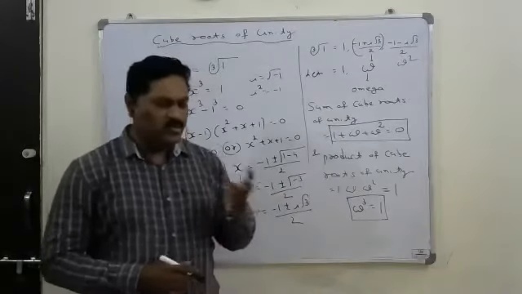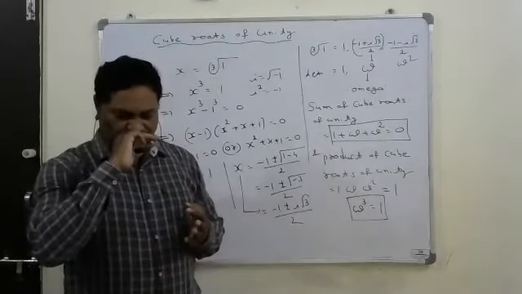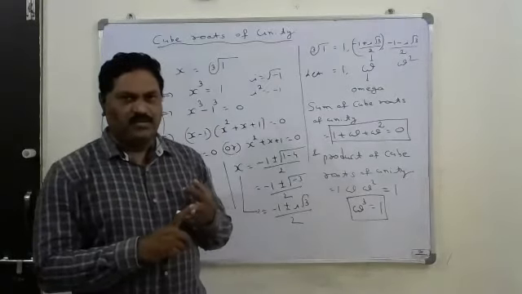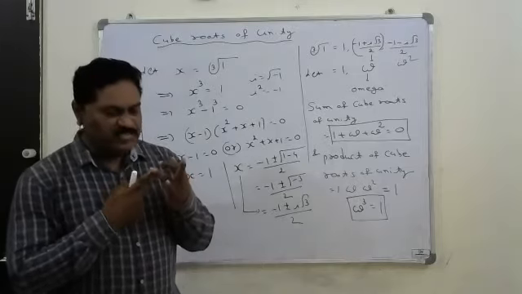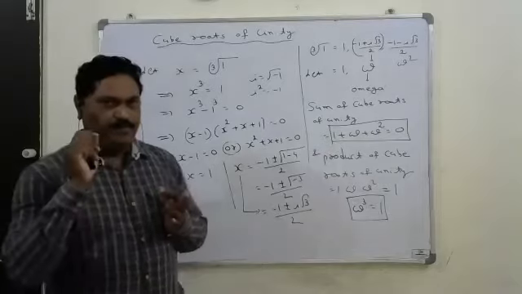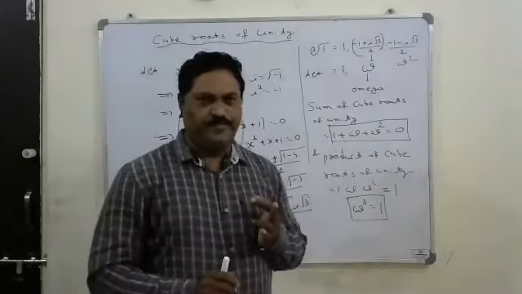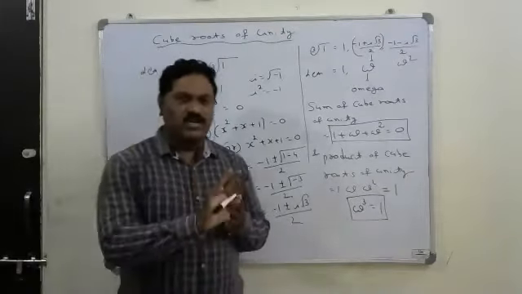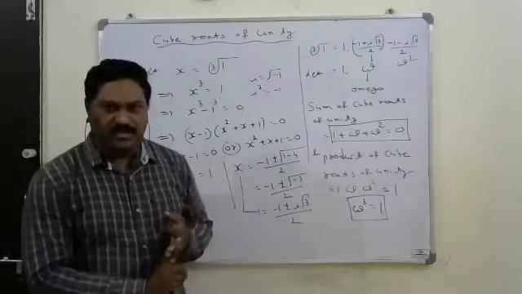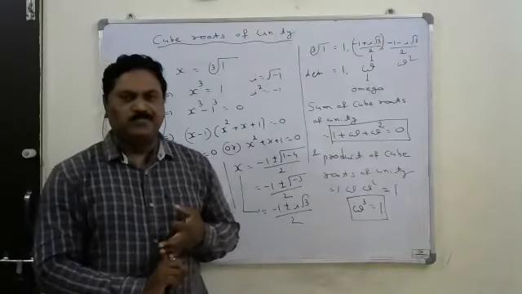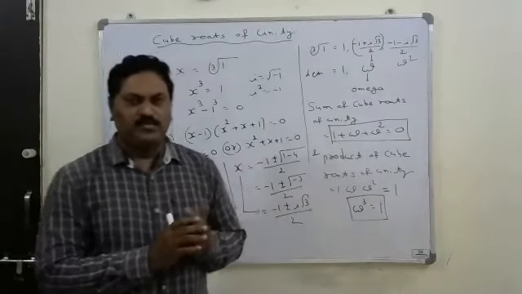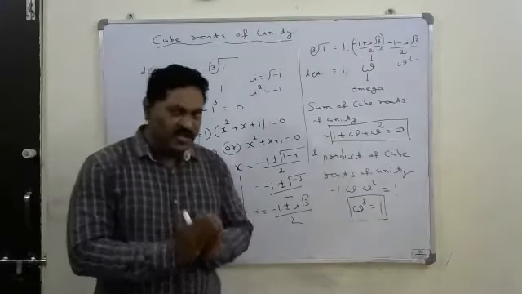Understand? So what are the cube roots of unity? 1, omega, omega square. What is the value of omega? Minus 1 plus i root 3 by 2. And omega square is minus 1 minus i root 3 by 2. Then what is the value of 1 plus omega plus omega square? 0. What is the value of omega cube? 1.